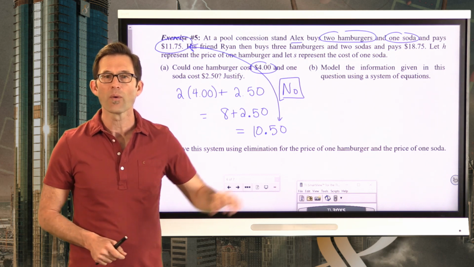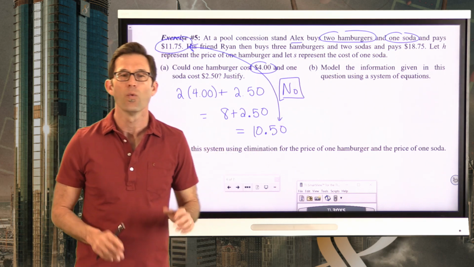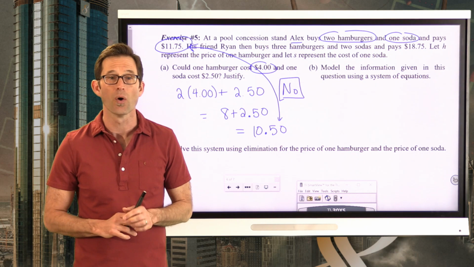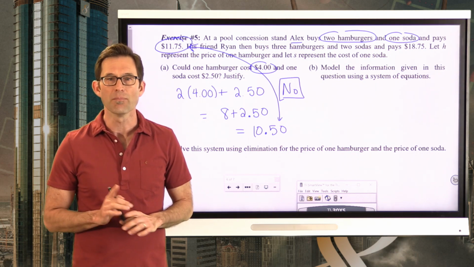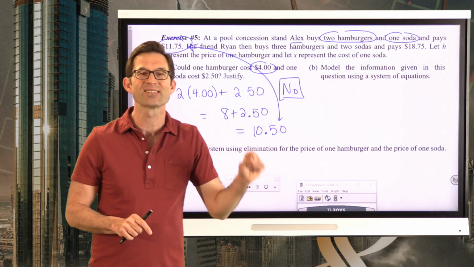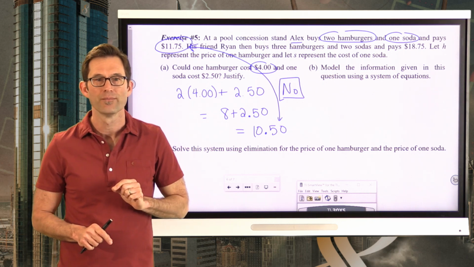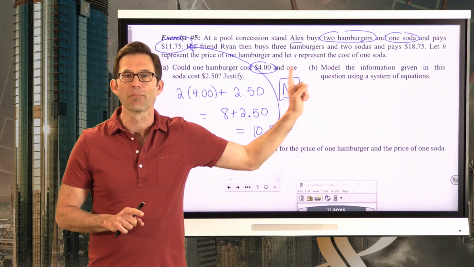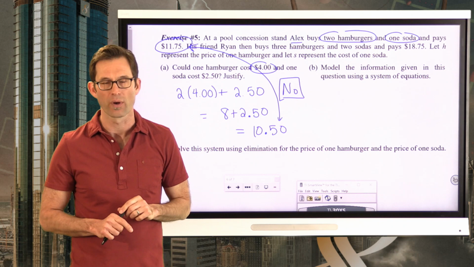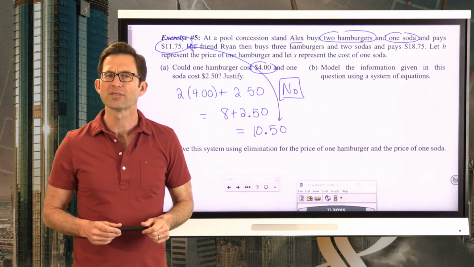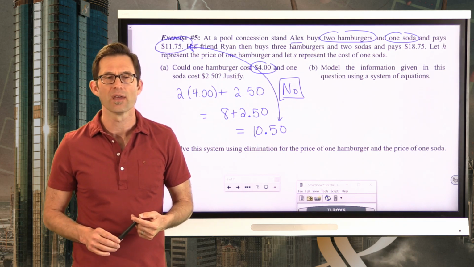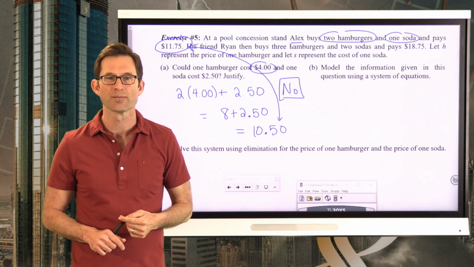All right. Now we want to try to model the information with a system of equations. So, pause the video now. Keep in mind your variables are H, the price of 1 hamburger, and S, the cost of 1 soda. Pause the video now and see if you can model all the information they've given with a system of equations.